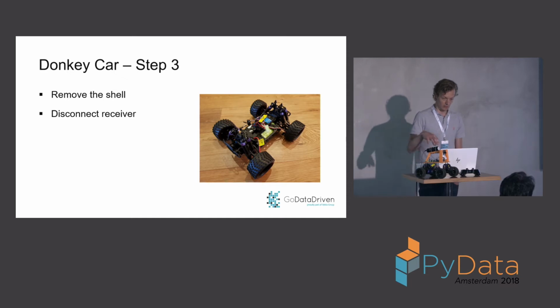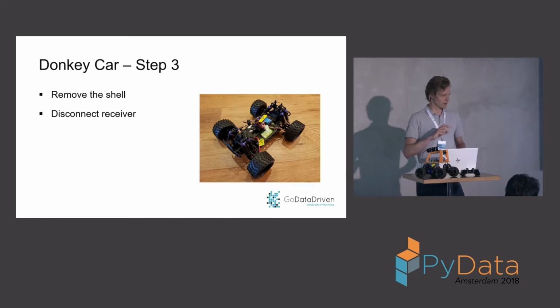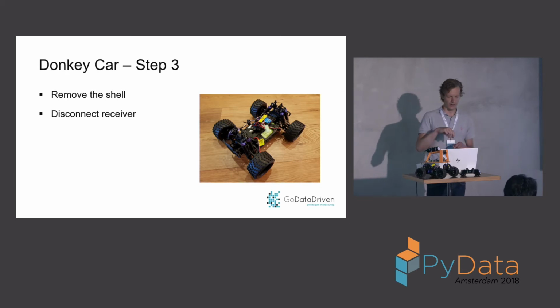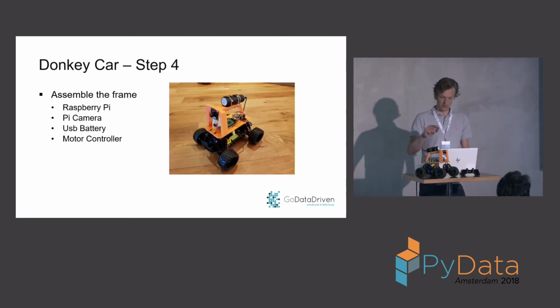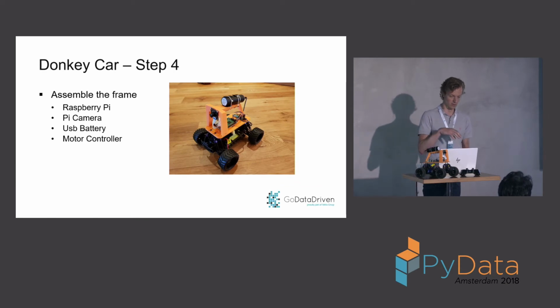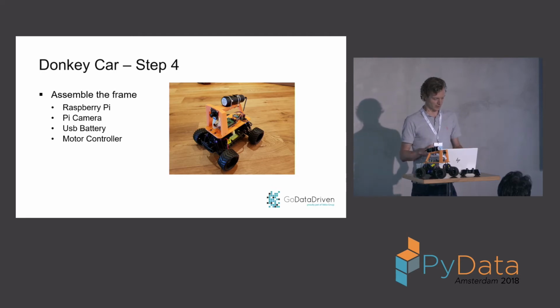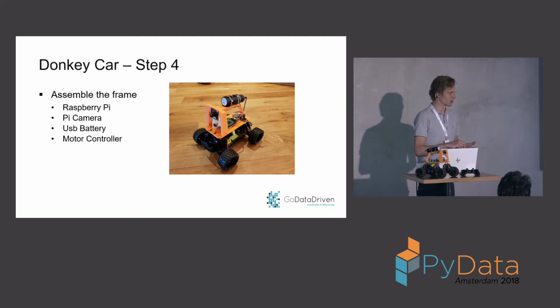Then the next step is you remove the plastic shell of the car. And you disconnect the receiver. It's a bit small. The original car comes with an RC receiver. It just has 2 jumper wires in there. You just remove the jumper wires, pull off the shell. Then you need to assemble the frame. So you assemble the frame, you bolt on the Pi, and you bolt on the camera and the USB battery to power the Pi, and plug in the motor controller. And it's those 2 jumper cables you just removed from the original RC receiver. You just plug them into the motor controller, and that's it.